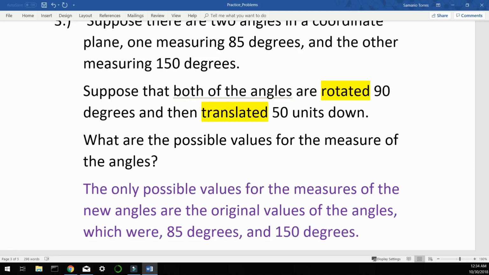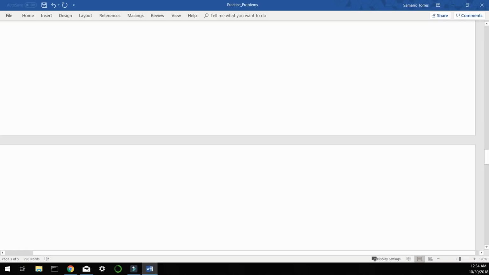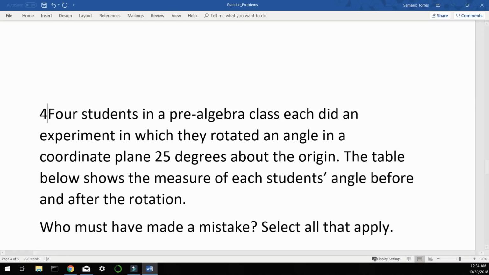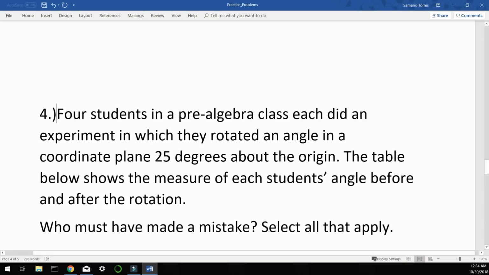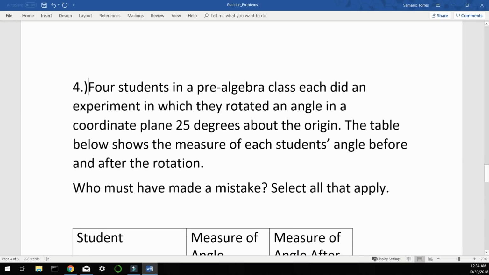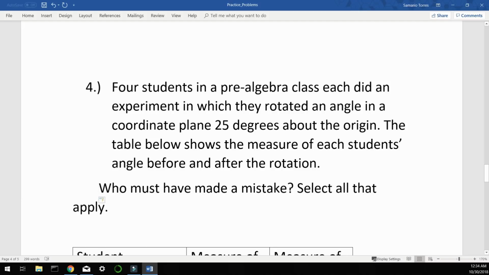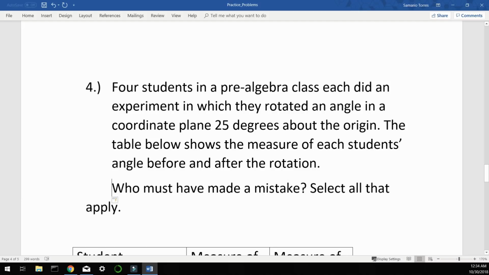That's it, guys. It's that straightforward. Rotations and translations don't change the measure of the angles. So what are the possible values? The only possible values are the same thing, 85 and 150. All right, number 4. Let's number this real quick. Number 4 says, four students in a pre-algebra class each did an experiment.